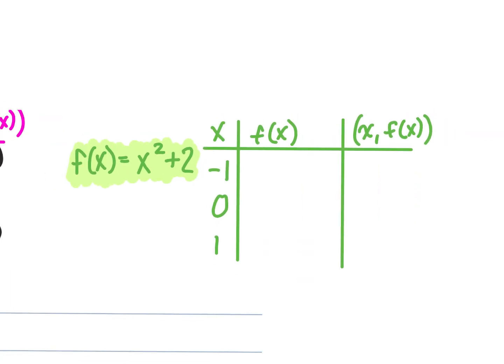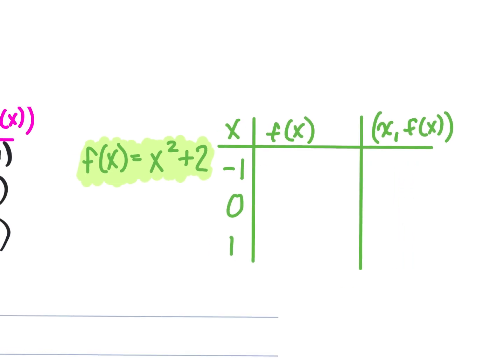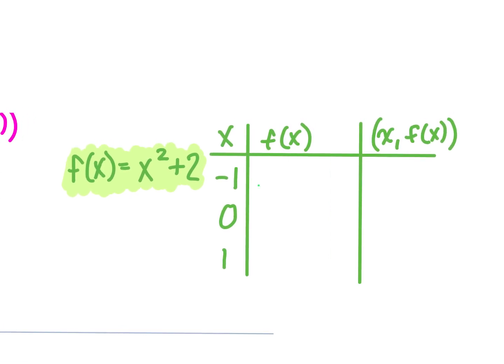What do I get when I plug in -1? AJ, go first. f of -1 equals (-1) squared plus 2. -1 squared is 1, and then plus 2 is 3. Very good. So it's (-1, 3). Excellent. Mia, what do I get for the second one? What is it?